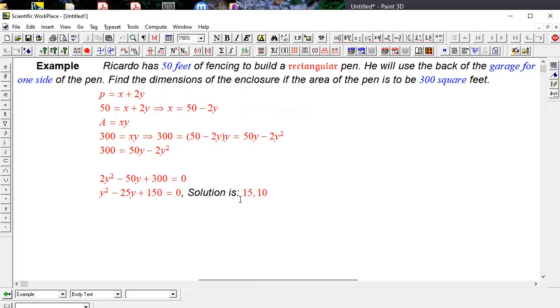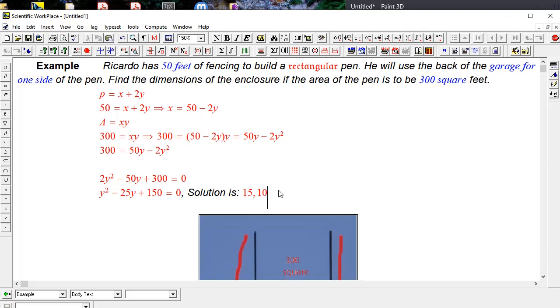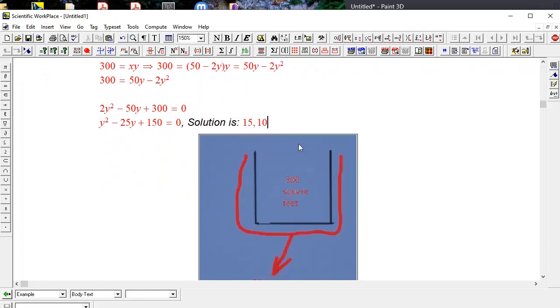Here I solve it directly. I don't want to lose time here. So the solution is 15 and 10. These are the values of y. Good. This is the first question I selected. I hope it's clear now.